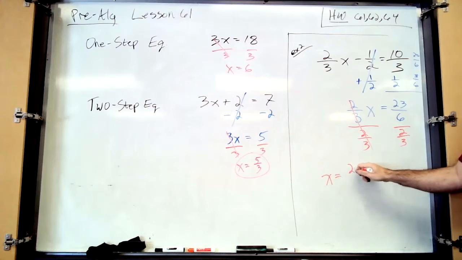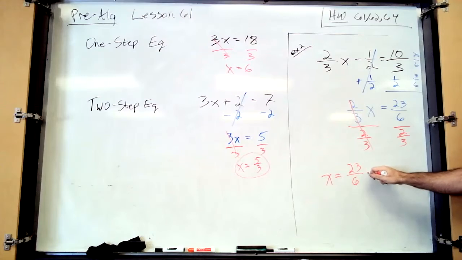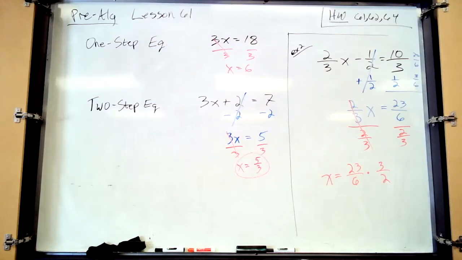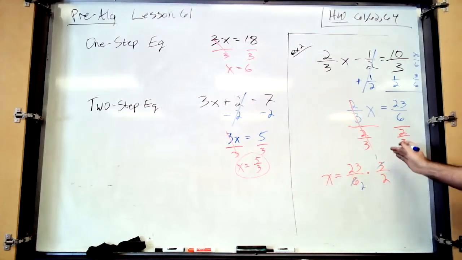Okay, so we got 23/6 divided by 2/3. How do you divide 23/6 by 2/3? You don't. You multiply by 3/2. Okay, so far so good? Now I can cross reduce here, right? 2 and 3. 1 and 2, I'll put the number there. The answer is 23/4. That's what I got.